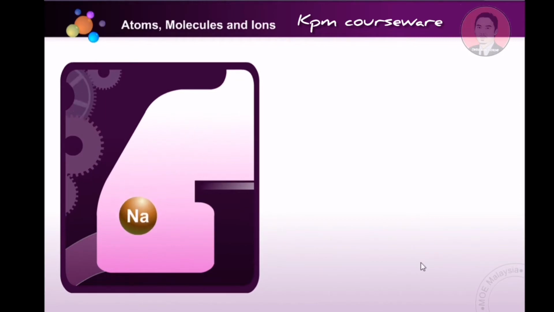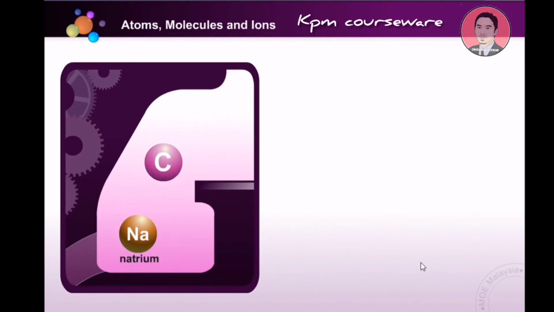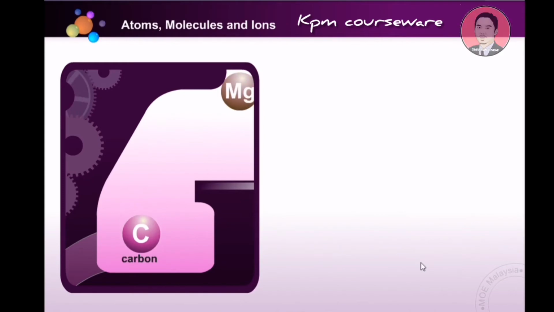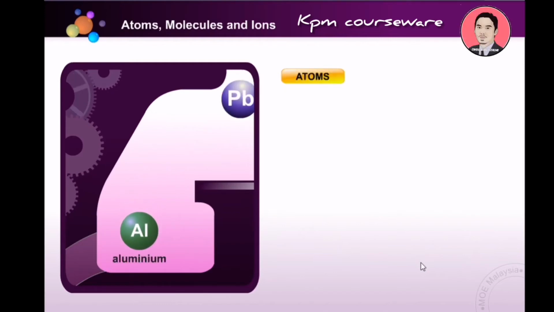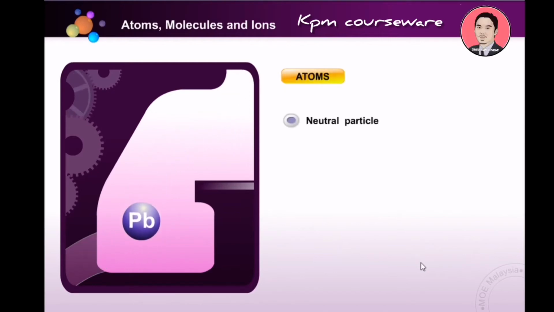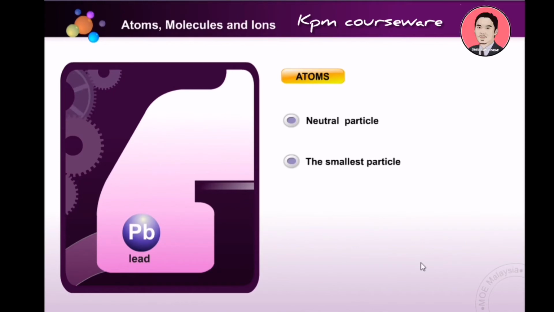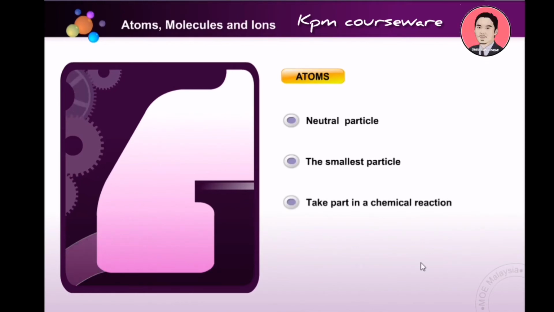Atoms are extremely tiny, much too small to see. Yet they make up all the world, including you and me. These are called atoms. An atom is neutral and the smallest possible particle of an element that can take part in a chemical reaction. Metals and some nonmetals, like carbon and helium, exist as atoms.